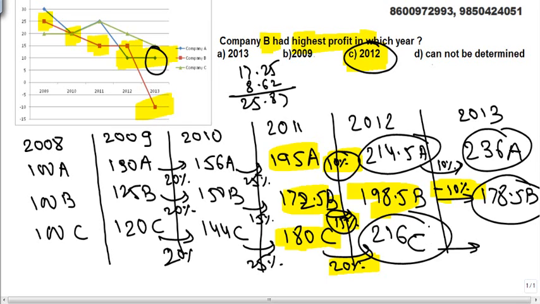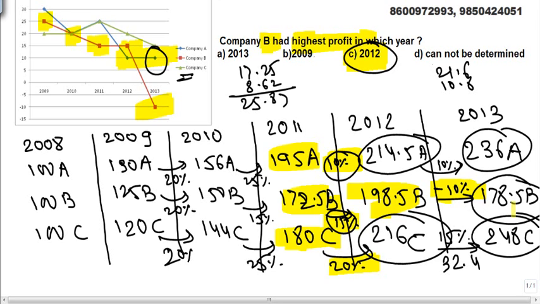And C value, this is C, and C is increasing, please check it here, C's increment is of 15%. 15% of this: 10% is 21.6, 5%, so a 32.4 increase. So what we get? Nearly 248.